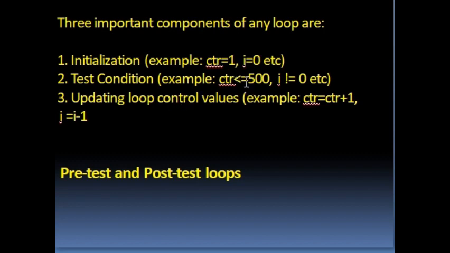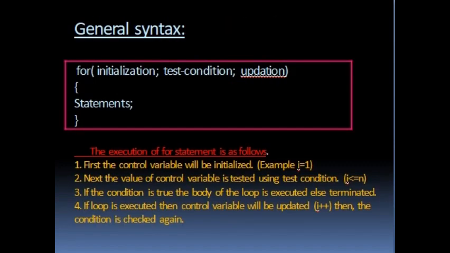In the test condition, it can take less than or equal to 500. In initialization, it can take i = 0, and in the updation, for example, count = count + 1, or i = i + 1. It can take whatever, because they are saying these are the three most important components. Here these three components are used for initialization, test condition and updation. Then whatever you want to add, you can add in the statement, which comes under the two braces.